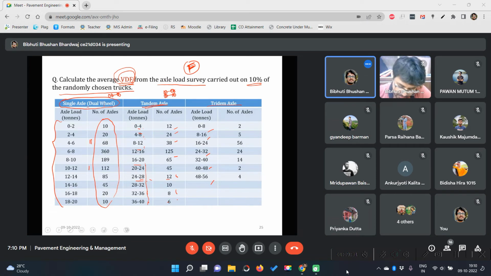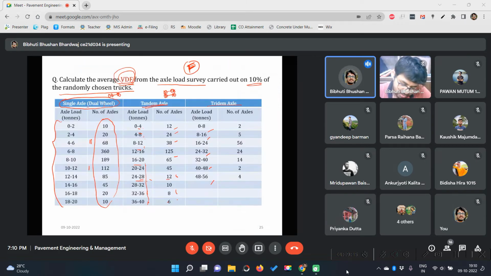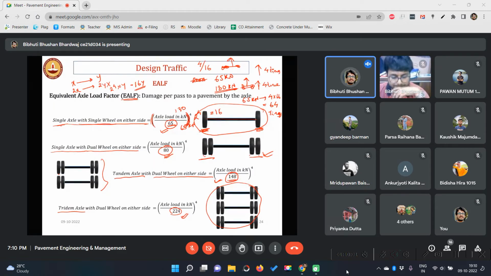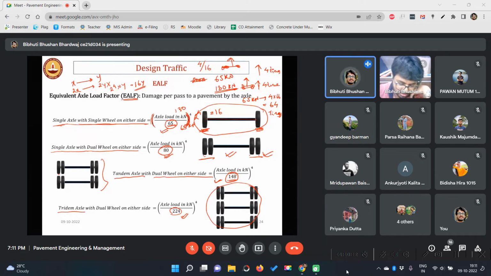If you see here, this EALF is calculated like this, for this, for this, for this. There are different formulas for different types of axles. Can anybody tell me, for this category, what will be the formula? What should be in the denominator? 65, sir? 65? I will show. So 80, single axle dual wheel. Yeah, because it's dual wheel, so it will be this category. So it will be 80.